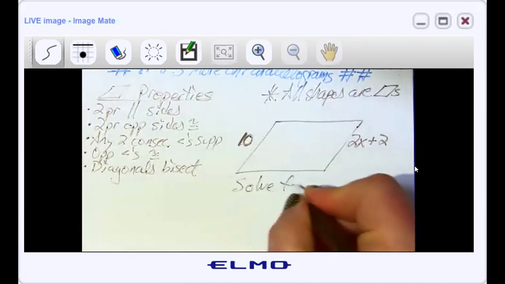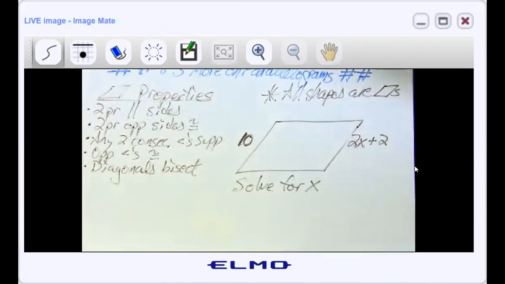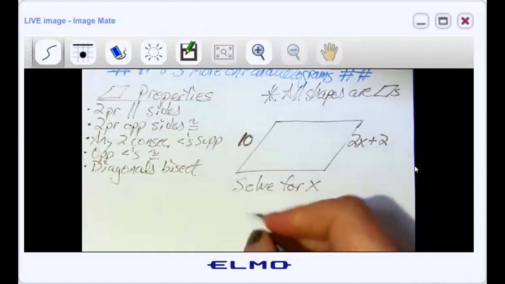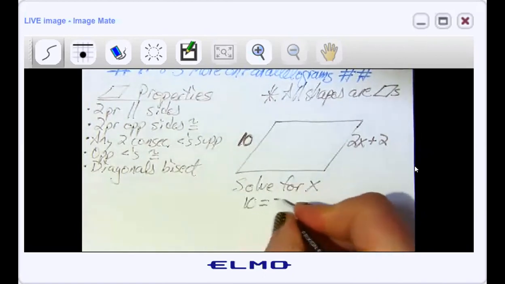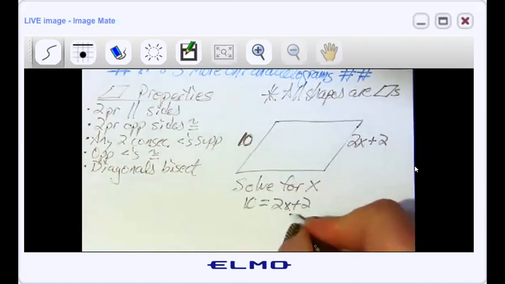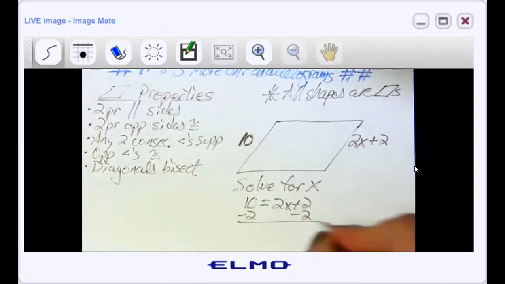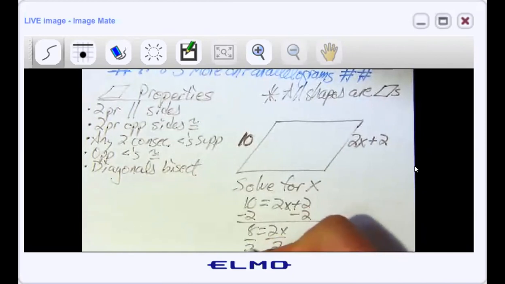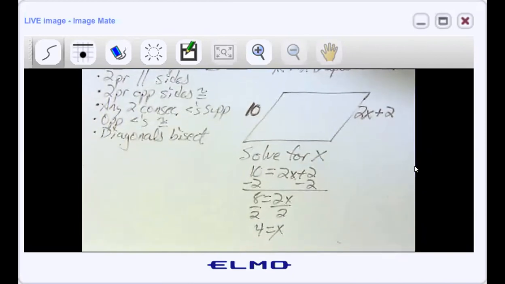4. What'd you say? 4. 4, it's correct, right? This one's nice and easy. So I'm just going to take 10, set it equal to the 2x plus 2, and then solve from there like I normally would. So yes, absolutely, I get 4.